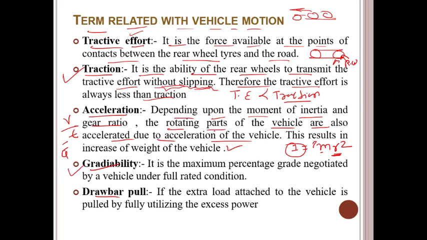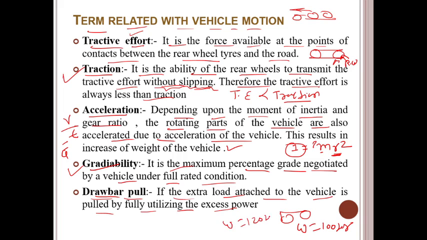Now the fourth is gradability. What is gradability, guys? It is the maximum percentage of grade that can be negotiated by a vehicle under full rated conditions. And drawbar pull is when an extra load attached to the vehicle is pulled by fully utilizing the excess power. This extra load: suppose our vehicle's capacity is 100 kg and we carry a weight of about 120 kg. That is called the drawbar pull.